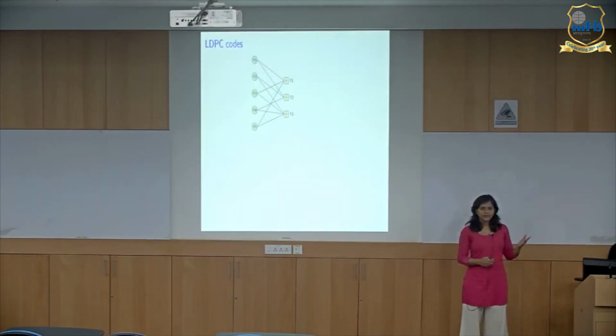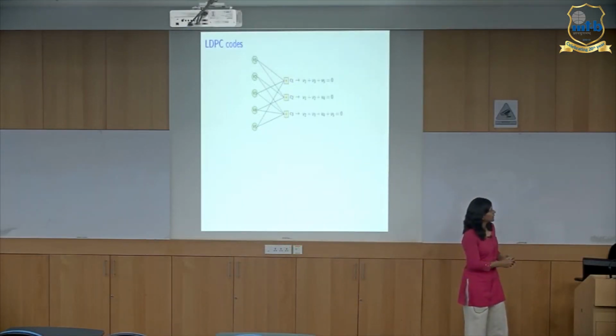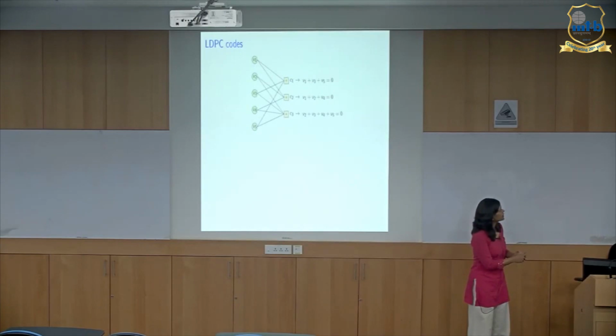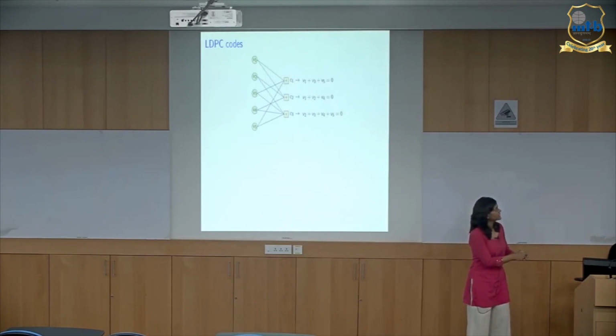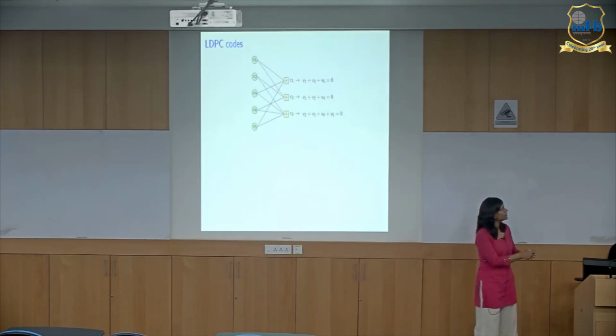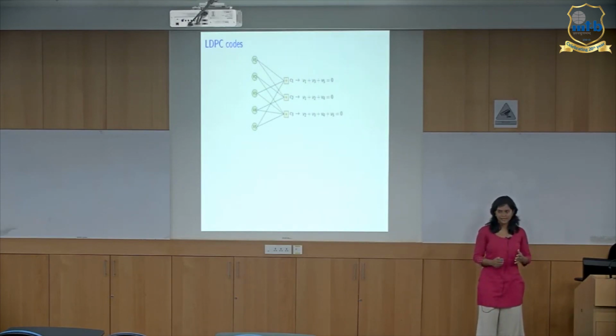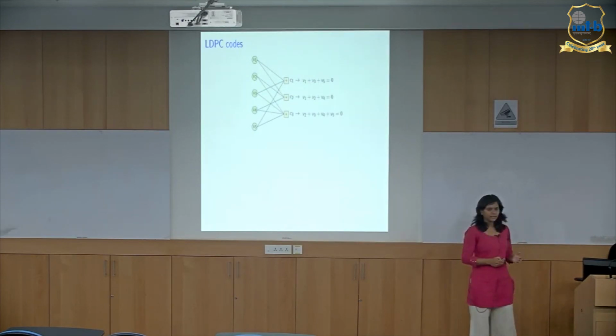Now what do check nodes imply? For example, to this C1, V1, V3 and V5 are connected. So this check node C1 implies that these variable nodes should satisfy the parity check equation, that is, they should satisfy the constraint that V1 plus V3 plus V5 should be equal to 0. Of course, the addition is binary. Similarly for C2 and C3.